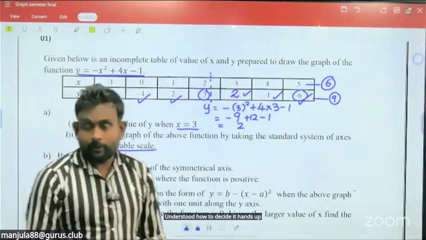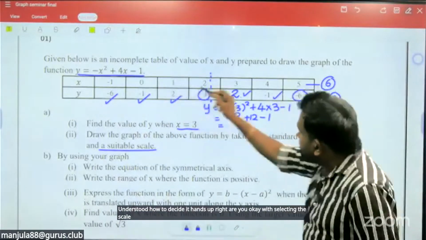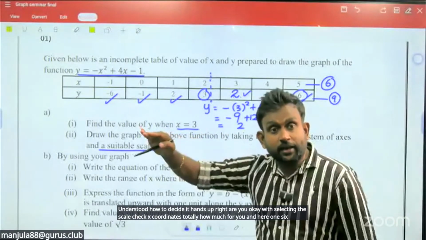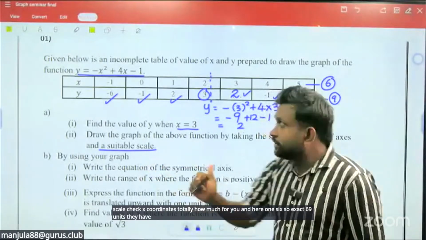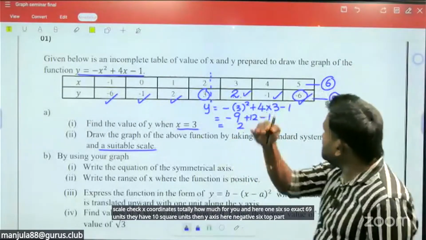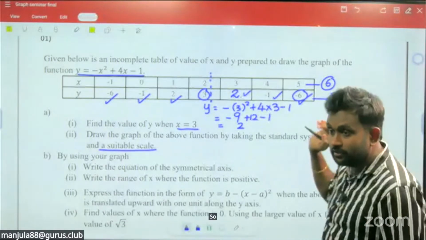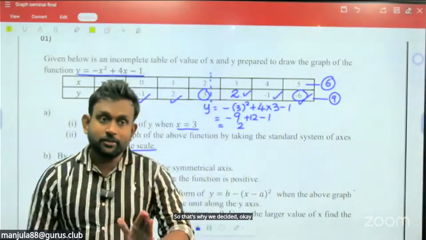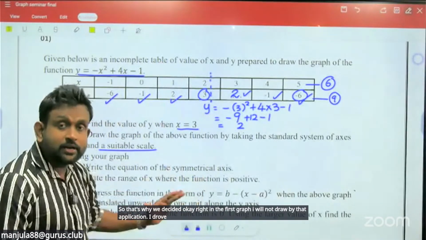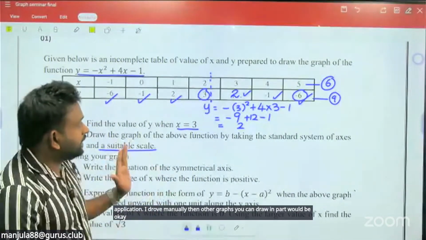Hands up. Right, are you okay with selecting the scale? Check the x coordinates, totally how much, 5 and here 1, 6. So x-axis 6 units, they are 10 small squares each. Then y-axis here -6, top part +3. 6 and 3 means 9. So 9 is there. So that's why we decided. Okay, right. In the first graph, I will not draw with that application. I draw manually. Then for other graphs, you can do the drawing part. Okay, now I have decided that.